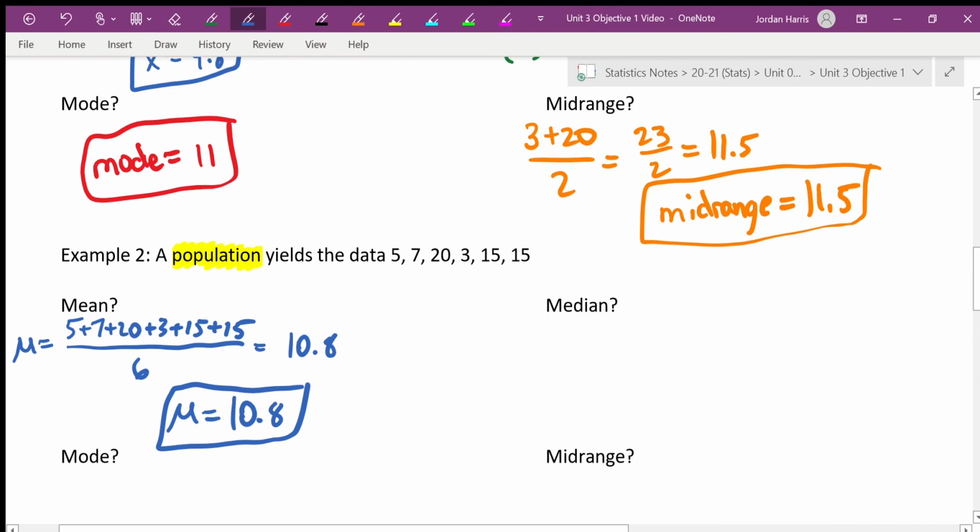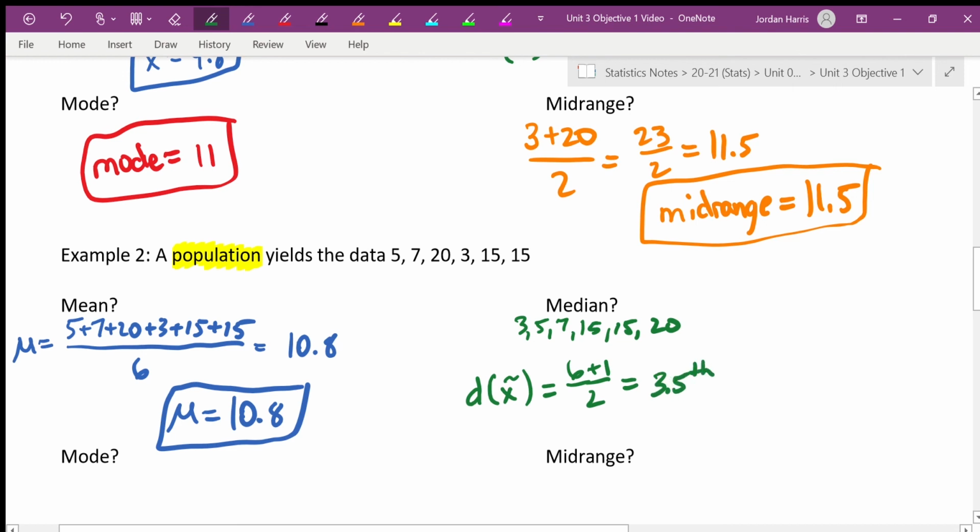All right, next is the median. So we got to order it first. Put it all in order. So 3, 5, 7, 15, 15, 20. Some of them will be ordered, some of them won't be, so be careful about that. I can use my depth formula again. So I have 6 data points plus 1 divided by 2. And so I get the 3.5th term.